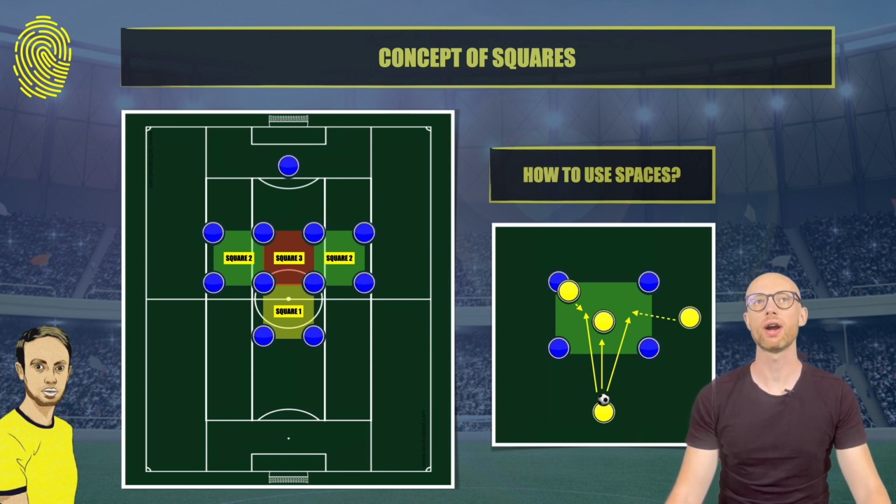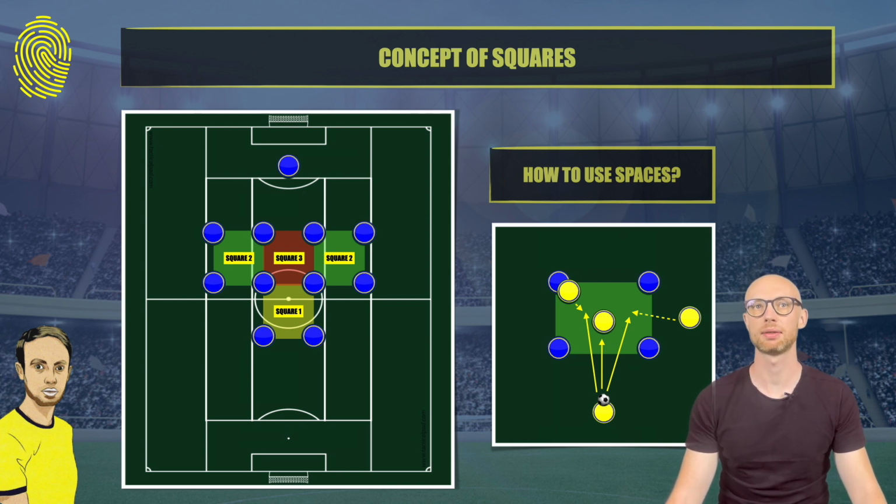The first square refers to the space between the forwards and the central midfielders of the opponent. The next 2 squares are created by the fullback, winger, central defender and central midfielder. These spaces, in theory, are placed within the half spaces. The third square is formed by the central defenders and central midfielders.